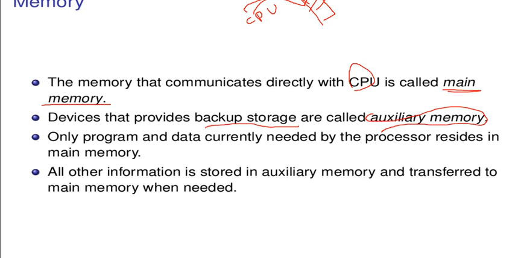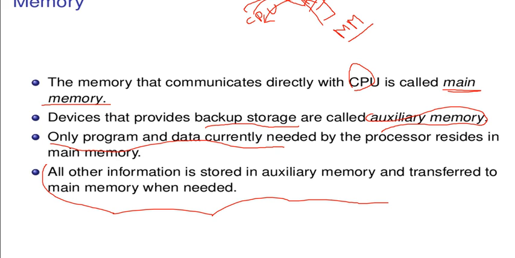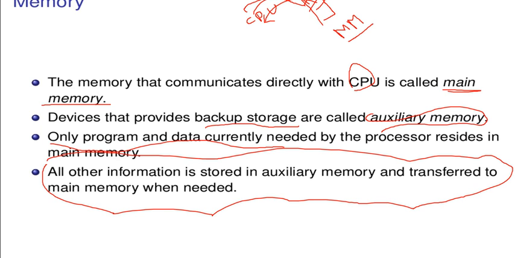So only the programs and data that are needed by the processor reside in the main memory. As we discussed, the main memory contains all the data which is to be executed, which is to be processed. So the CPU directly communicates with this memory at runtime. And we also know that all the information stored in the hard drive is transferred to the main memory only when it is needed.